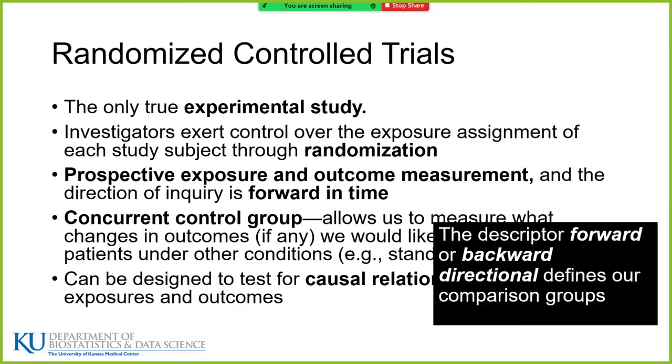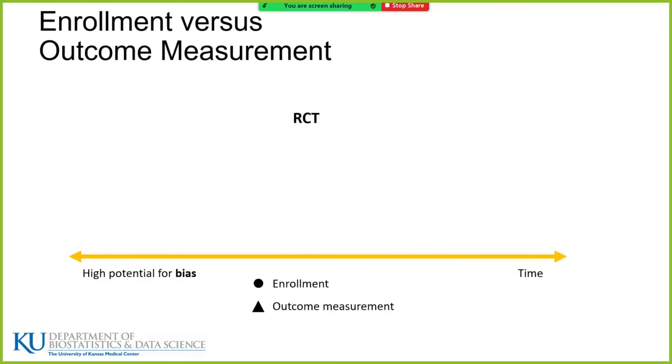That sometimes gets confused with the forward versus backward directional descriptor. This one really has to do with what groups are we comparing. Are we comparing groups based on their exposure, their treatment, or are we comparing groups based on their outcome? So let's take a look at this visually. I think pictures are worth many words. Let's look at the prospective versus retrospective design.